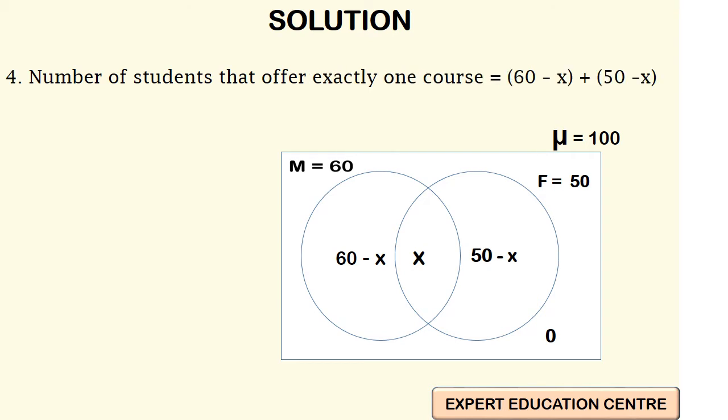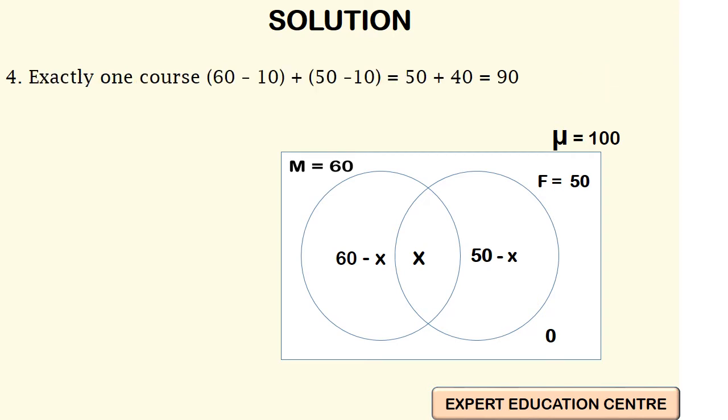The number of students that offer exactly one course will be those that offer music only plus those that offer French only. And that will be 60 minus x plus 50 minus x. If we add up these numbers, our answer will be 90.